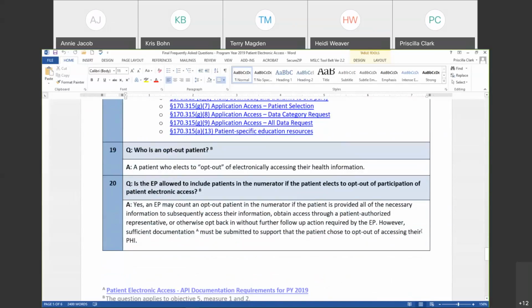Okay, who is an opt-out patient? The answer is a patient who elects to opt out of electronically accessing their health information.